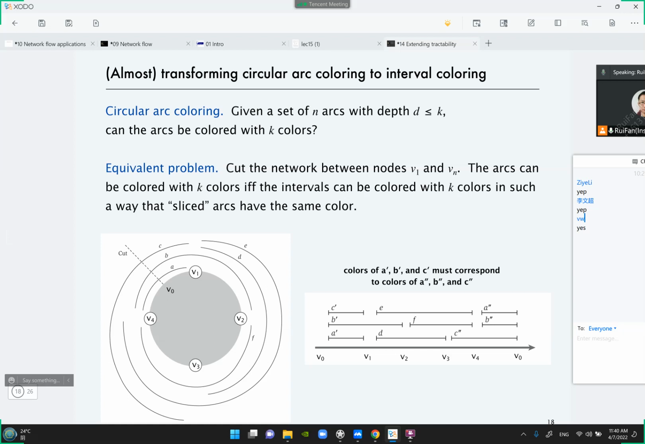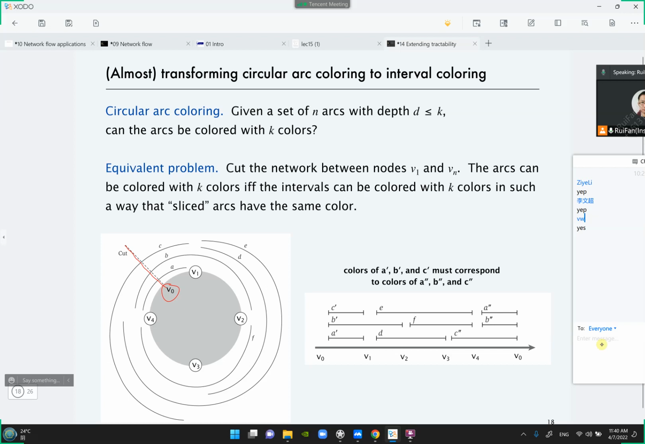Then what we're going to do is choose, let's say, an arbitrary location, let's say this V0 here. We're going to add this extra vertex, and then you're going to chop all of the intervals at this vertex. What I mean by chop is that suppose you make a cut over here. Then we're going to break all of the intervals which overlap at this V0 into two intervals.